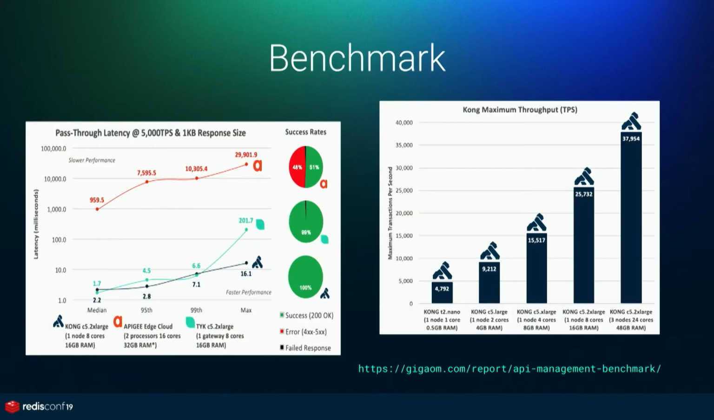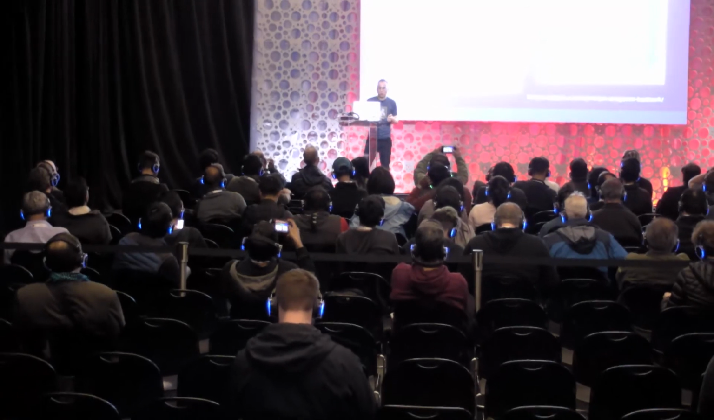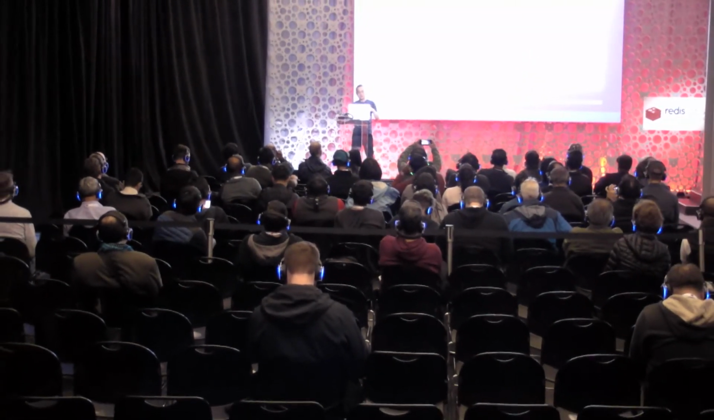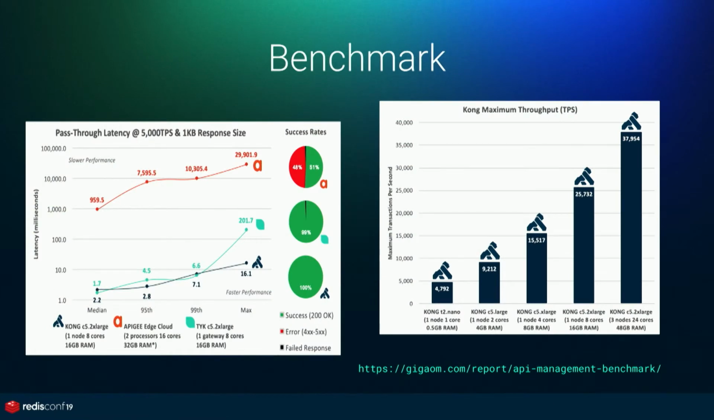All right, so let's see some numbers here. After all the effort, we optimized the algorithm, we optimized the pipeline, we optimized by reducing the connection pool, we optimized different things. So let's take a look at the benchmark. You can see that even on the nano instance, Kong can still reach about 5K RPS.